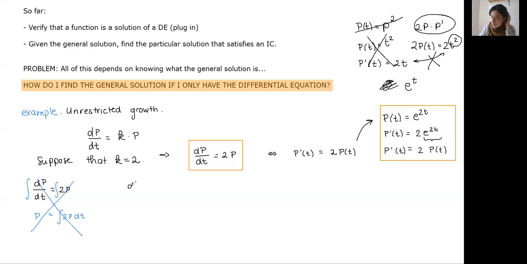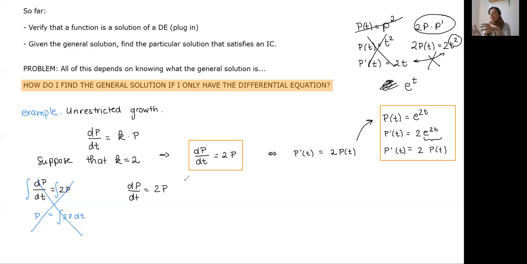Instead, here's what we're going to do. We're going to say dp over dt is equal to 2 times p, right? And what I know is that p is a variable that depends on t, but essentially I have 2 variables. I have the variable p, the variable t, and they're linked by a certain kind of relation. What I'm going to try to do is to separate the 2 variables that I have. So I have my variable p, which is the population, my variable t, which is time.